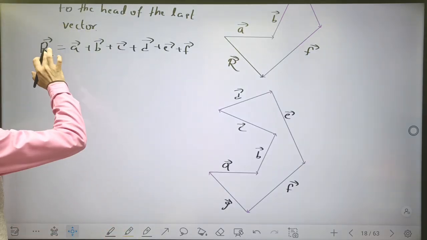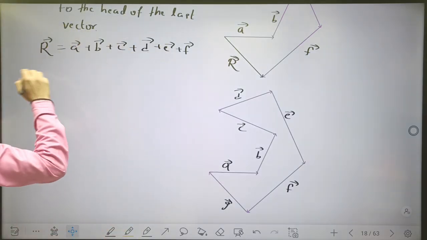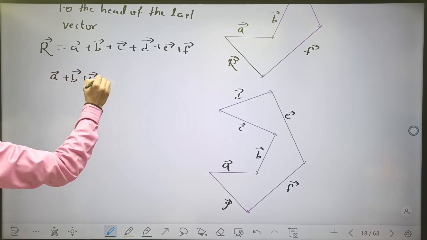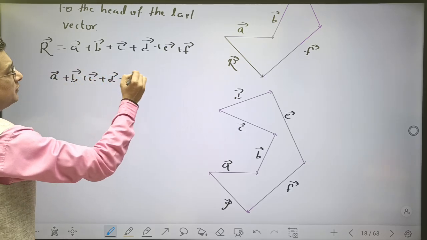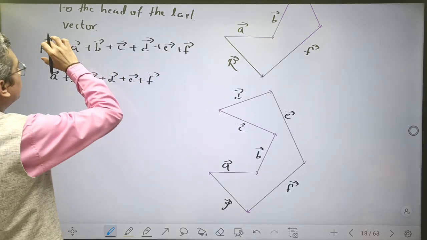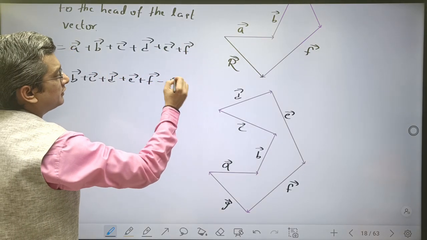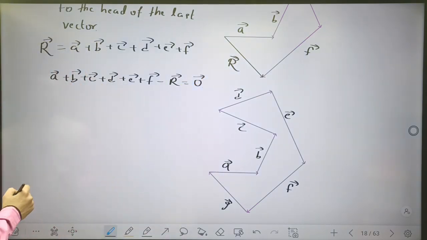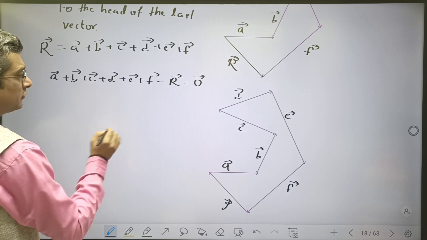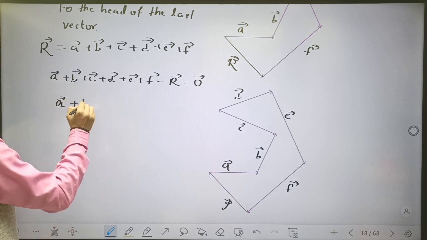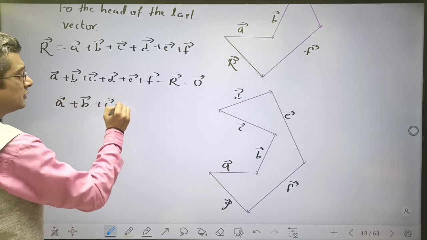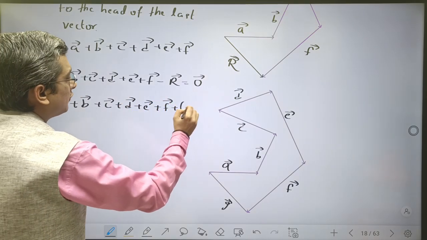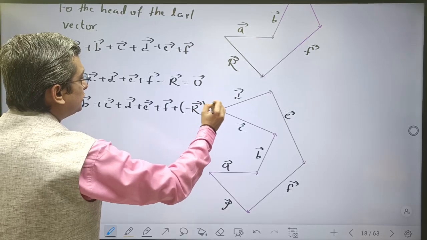What you can see, suppose I put this R vector on the right-hand side: A vector plus B vector plus C plus D plus E plus F. Now this R, when shifted to the right side, becomes minus R vector is equal to 0 vector, the null vector. So observe carefully, this can be written as A vector plus B vector plus C plus D plus E plus F plus minus R vector is equal to 0 vector.